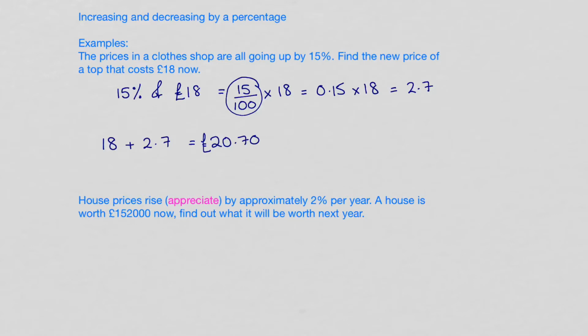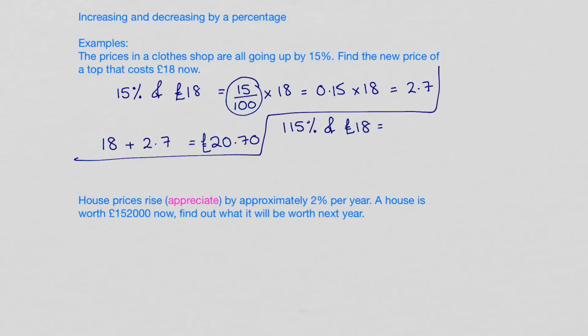Okay? Right, so let's park that at one side and I want to show you a different way of working this out. If your price is going up by 15%, that means if you started off with 100%, you're going to end up with 115%. So instead of working out 15% and then adding it on, we can work out 115% of £18 and then we're straight at the answer. We've only got one calculation to do. Okay, so we're finding out 115% of £18.